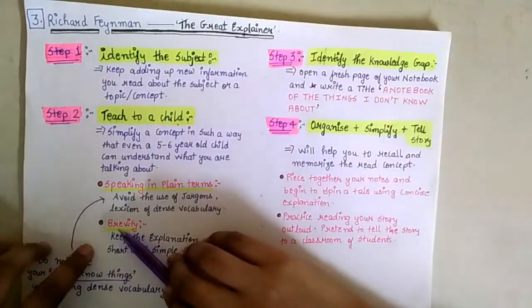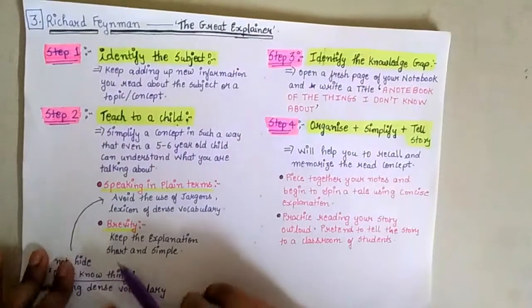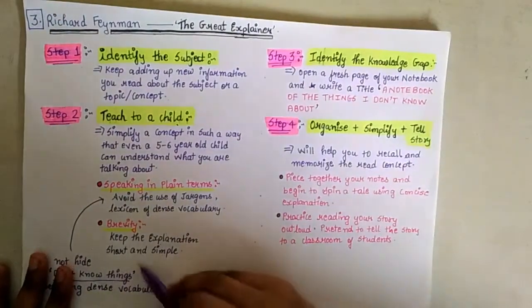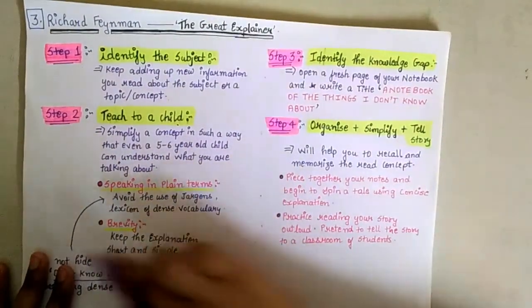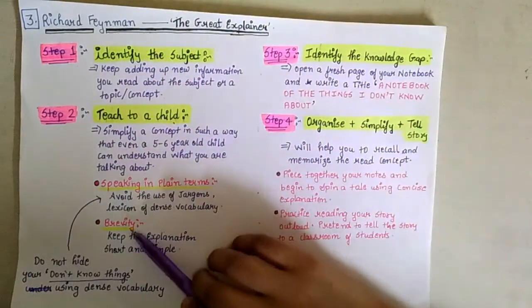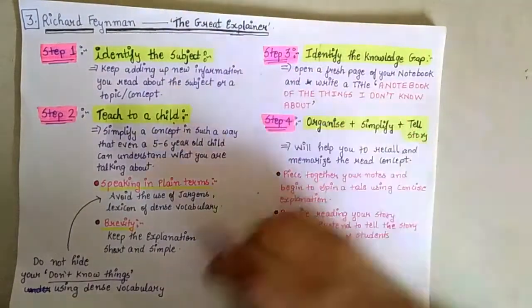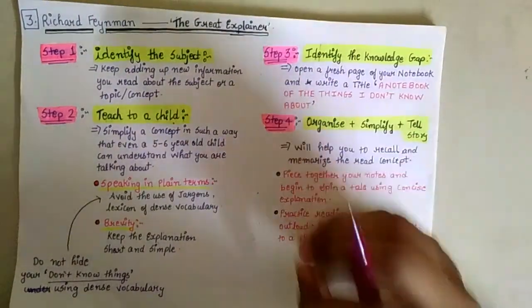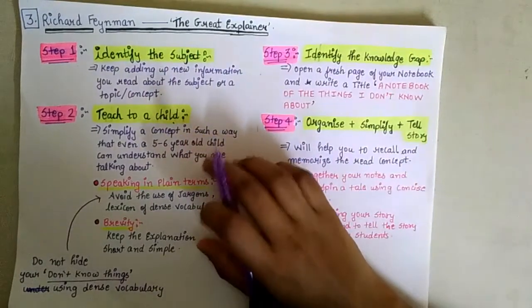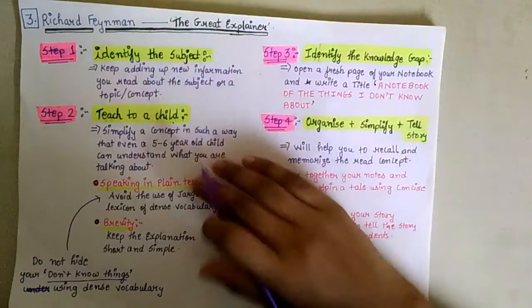And the second thing while using this second step is to keep the explanation short and simple. So what does this mean? Brevity means keeping a short span of time. In a short span of time, you have to explain that concept to a 5 or 6-year-old child in the simplest way possible.